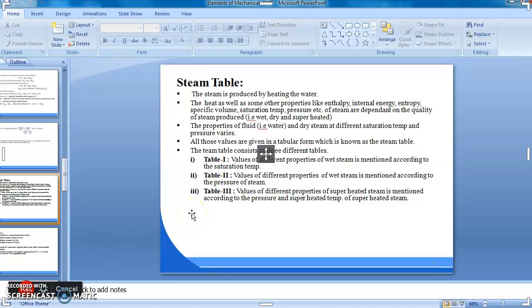Table 3 is for the superheated steam. So table 1, table 2, table 3. Table 1 and table 2 are for the wet steam and table 3 is for the superheated steam. We can get the different properties like internal energy, enthalpy, entropy and specific volume of a superheated steam at different pressures and different temperatures from table 3.